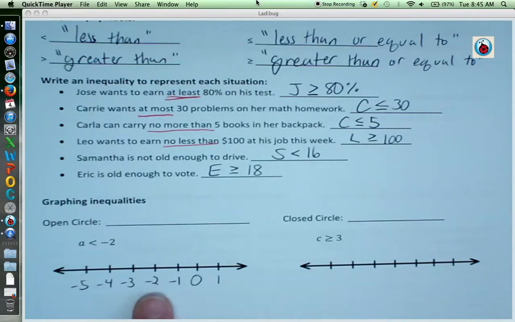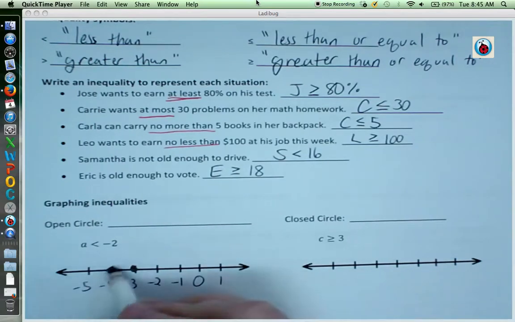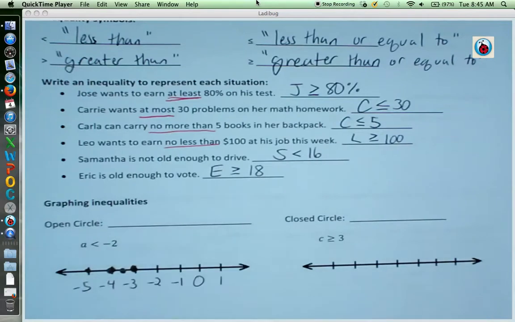And I'm going to shade in all the numbers that are less than -2. So numbers less than -2 could include -3, could include -4, -5. What about -3.5? That number's less than -2.